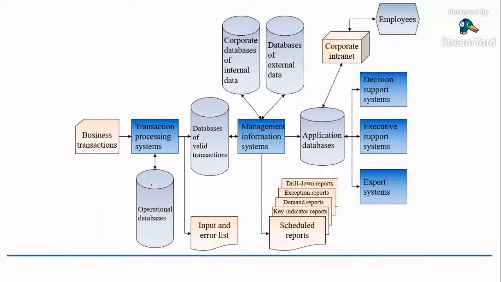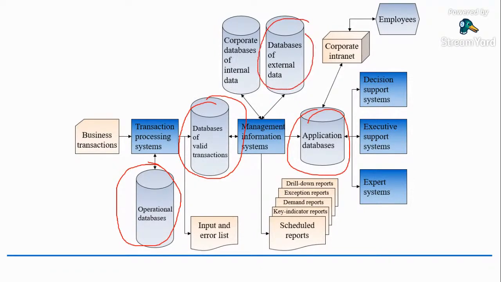This is a typical MIS, and you can see here the operational database of valid transactions, the application database, then the database of external data, then the corporate database of internal data. You can see one, two, three, four, five. As of now, these are simple. This is a simple architectural diagram which shows the different blocks of this MIS and how they interact with the various databases.